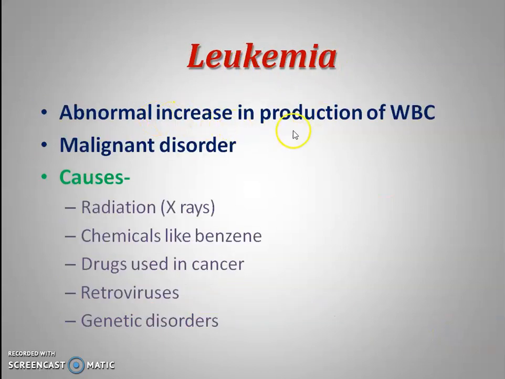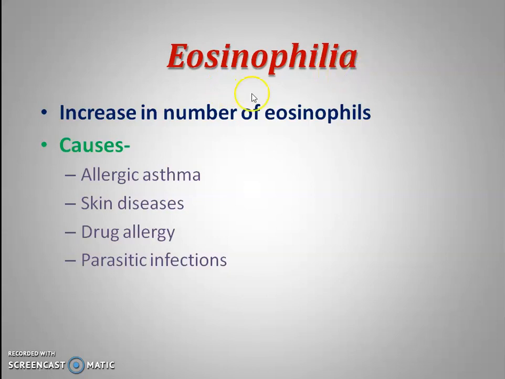Leukemia: abnormal increase in the production of WBC. Malignant disorder. Causes are radiation, for example X-rays, chemicals like benzene, drugs used in cancer, retroviruses, genetic disorders. Eosinophilia: increase in the number of eosinophils. Causes are allergic asthma, skin diseases, drug allergy, parasitic infections.